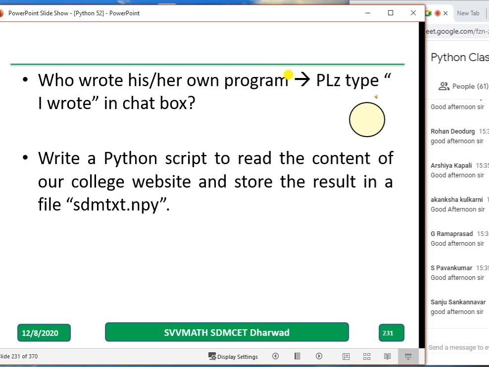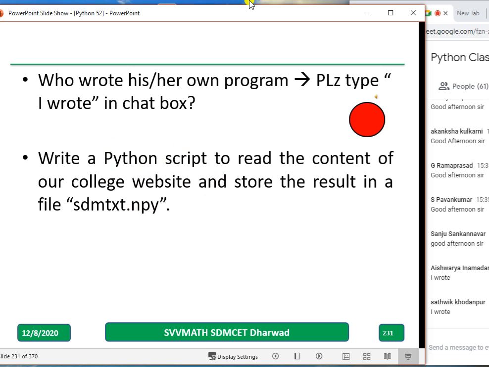Okay, let me ask you this question. Who wrote his own program in the IA for this particular question? Write a Python script to read the content of our college website and store the result in a file sdm.txt.npy. Who has written his or her own program? Just type in the chat box, I wrote.